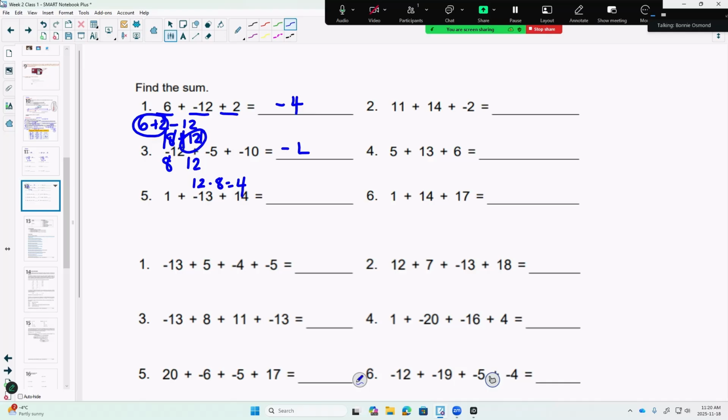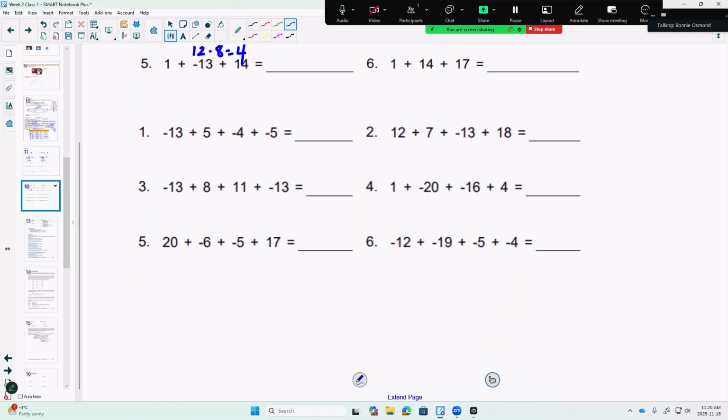Okay, let's do one with more. So right here we've got 4 terms, 4 numbers. I'm going to put my negatives together, so negative 13 plus negative 4, I'm going to put brackets around so that's less confusing, plus negative 5, and then our positive 5 is going to go at the end. So I've got 3 negative integers, negative 13 plus negative 4 plus negative 5.